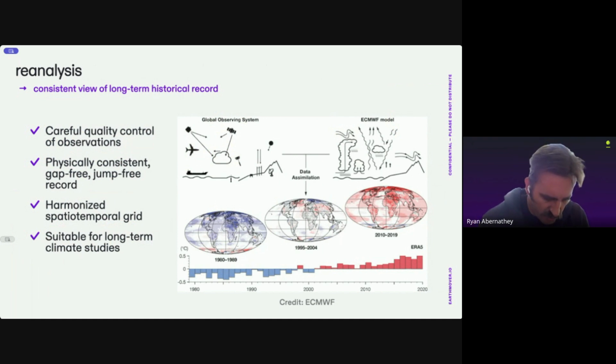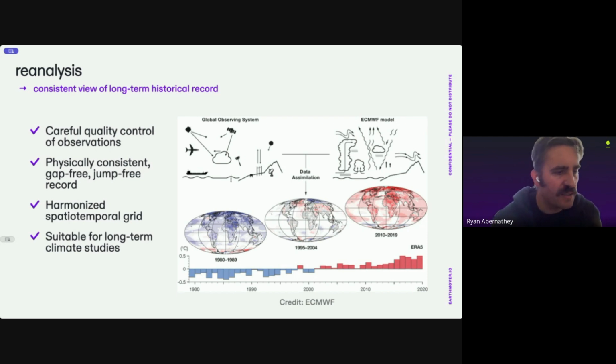Switching gears a little bit from forecast to this question of, what has happened historically. There's a very important category of weather and climate data product called reanalysis. Instead of trying to answer this question of what happened in the future, reanalysis focuses on what happened in the past and how can we reconstruct the history of what's happened in the atmosphere and ocean over the past decades. So reanalysis uses the same basic framework as weather forecasting, except it goes retroactively through all of those observations using a careful quality control process to produce a physically consistent, gap-free, jump-free record of what happened over the historical period on a harmonized spatial and temporal grid.